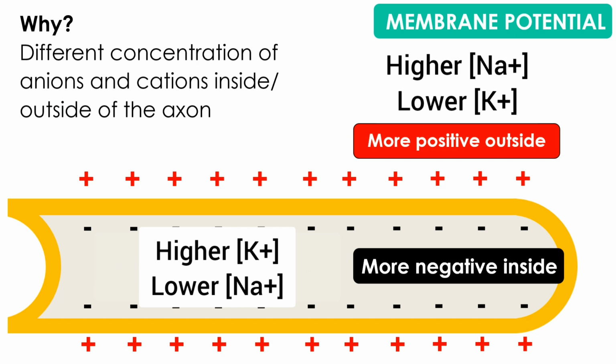This measured voltage or membrane potential depends on the permeability of the membrane for the positively charged ions. This is why membrane potential has different types, depending on the measured voltage across the membrane, as the permeability of the axon membrane changes towards different types of cation.